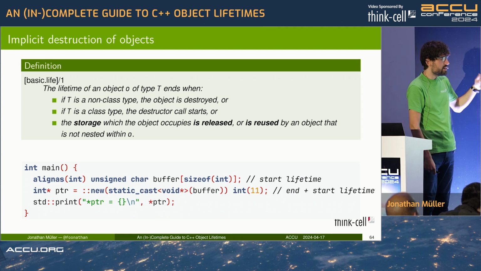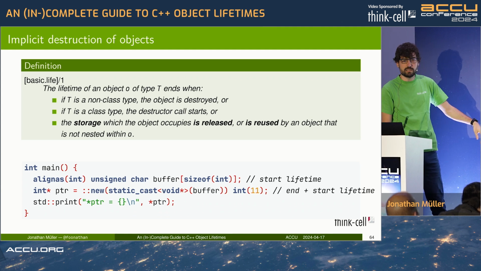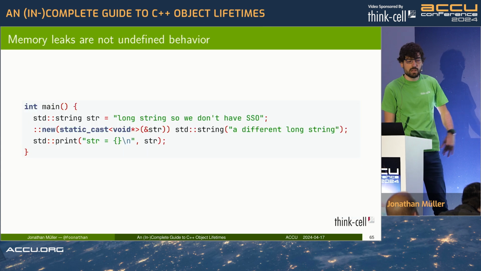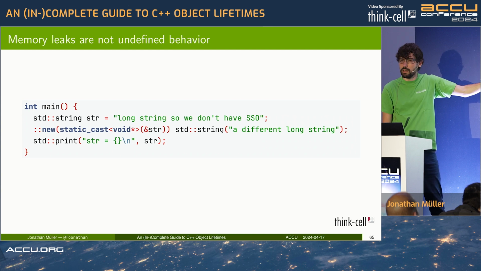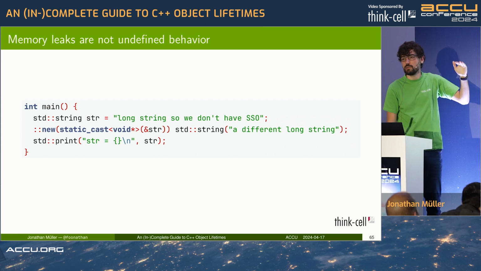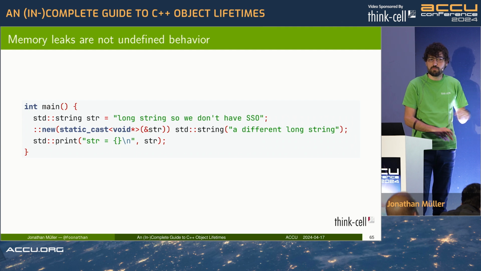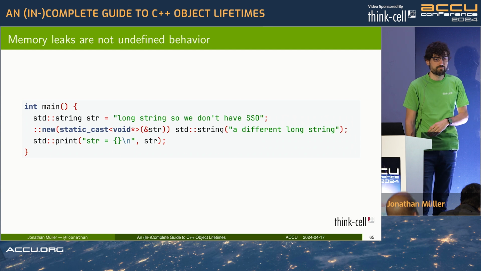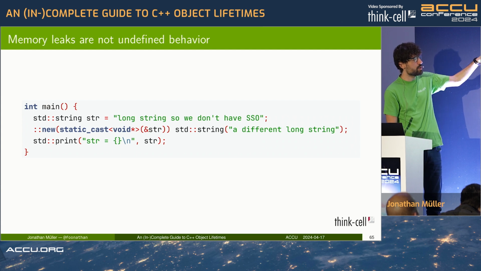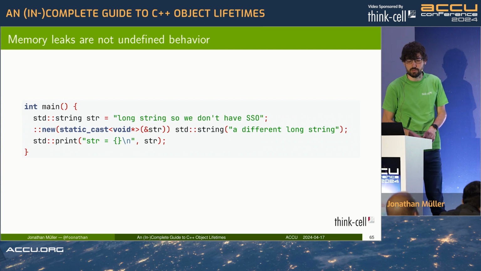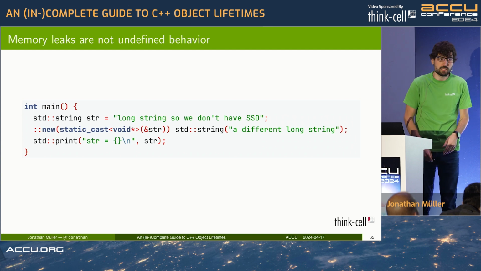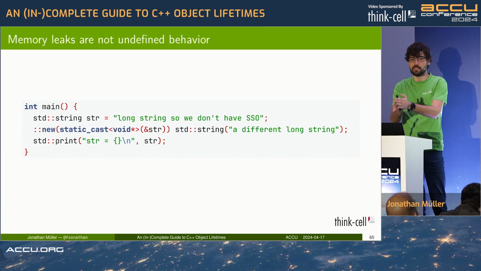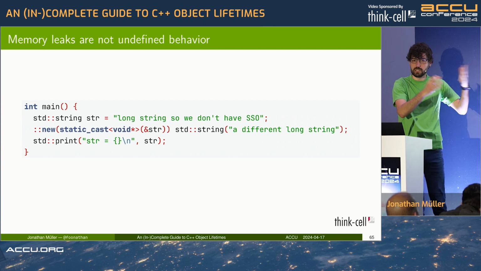And because the lifetime of an object ends just by releasing the storage or reusing the storage, this means that memory leaks are not undefined behavior. So here we've got a std::string, we placement new a new string in there. This ends the lifetime of that string object, but it doesn't call the destructor. So we've got a memory leak, but this is perfectly fine. This isn't undefined behavior, it's just a memory leak. And then we use it. And again, we will destroy the string object, but this will destroy the new string because we've got transparent replaceability. So we've got some situations where we implicitly create objects. We can use start_lifetime_as to explicitly create objects, and we can implicitly destroy objects just by reusing the memory.